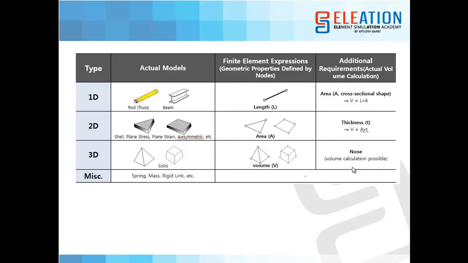So my complete model setup is done. Then in 2D type, say for example, my actual model is shell, plane stress, plane strain, axisymmetry, etc. Or you can say, let's consider some planar component, sheet metal components, or a bonnet, where the length and width is very, very large as compared to the thickness.